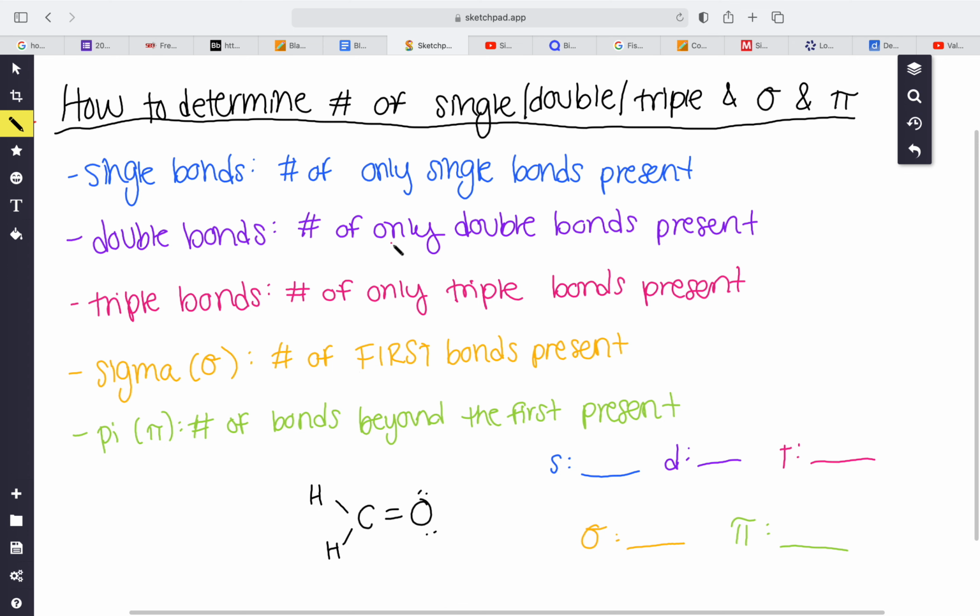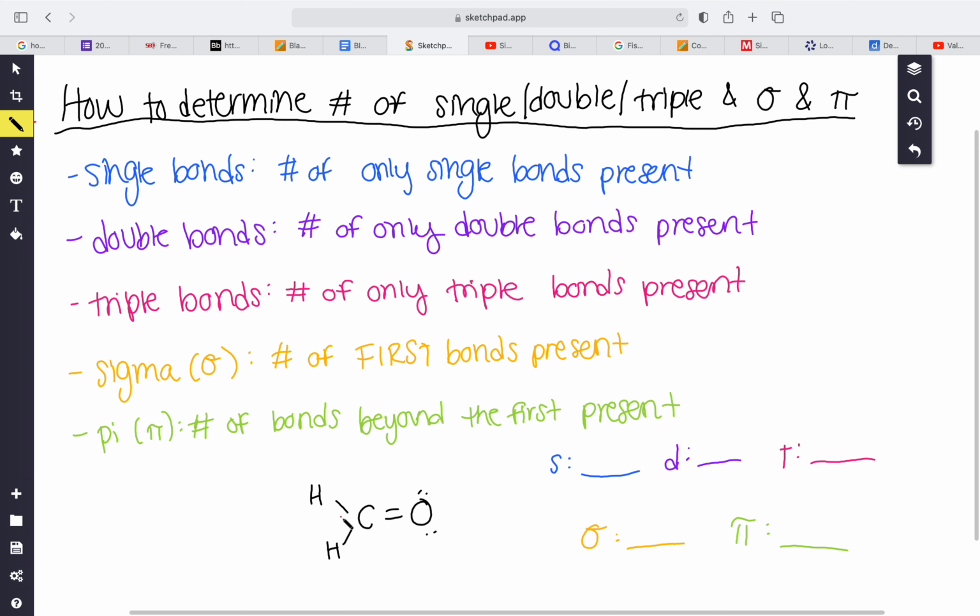With single bonds, we're going to count the number of only single bonds present. When I say only single bonds present, that means that if you have a double bond, we're not going to count that. A single bond, yes, we're going to count that because it is only singly bonded. If it's a triple bond, no, we're not counting that towards our single bonds. So only the things that are single bonded will be counted. Our double bonds, same situation.